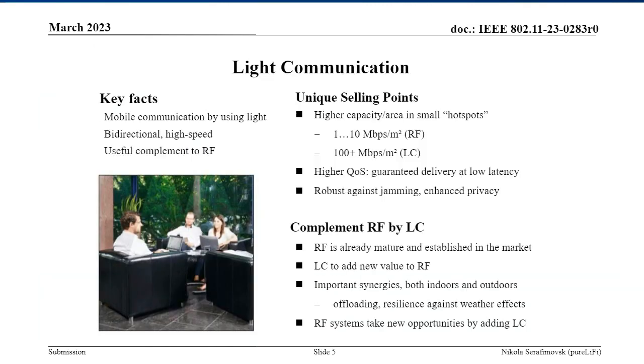So what does it do? Well, it's bidirectional, so it's using light both for the downlink and the uplink. It is mobile, so you're expected to be able to move from one access point to another, or from one light to another. And you can get significantly higher data densities with light relative to traditional RF, and of course higher quality of service, because you have effectively a guaranteed clear channel all the time.